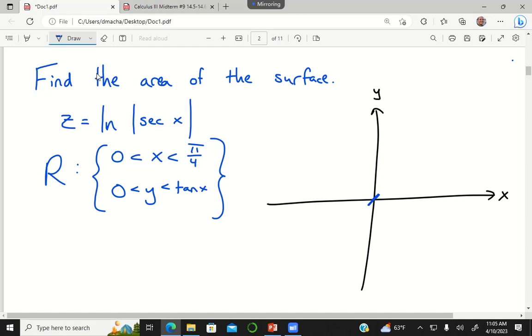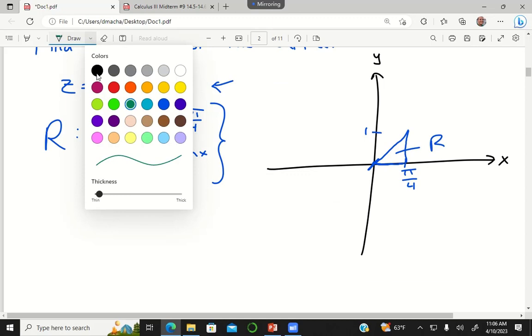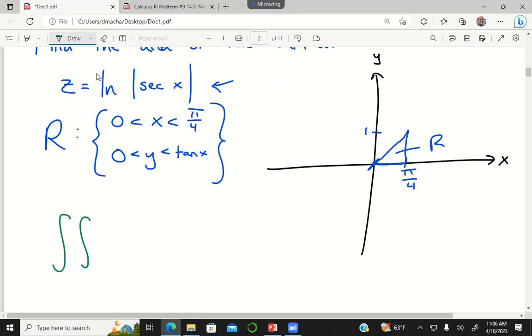So when y is equal to 1 and x is equal to pi over 4, this tangent curve is going to intersect right there. And so, yeah, the minimum y value is 0. And so this is kind of what the region looks like. And so we're saying, what is the surface area of this surface where the height is a function of only x above this region? And so we're going to use that double integral formula for surface area.